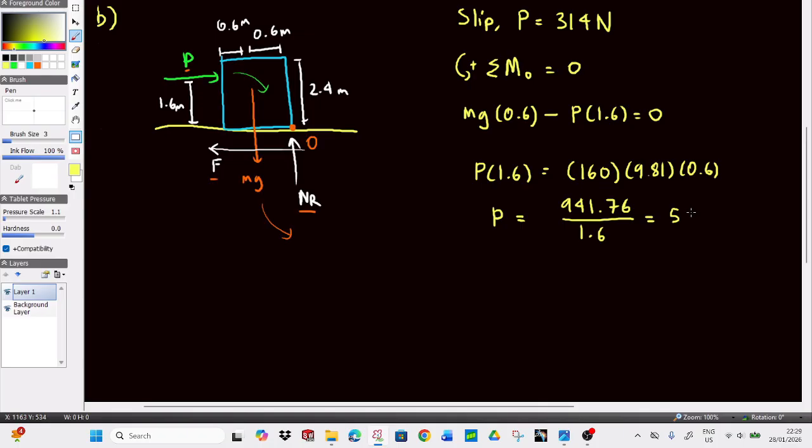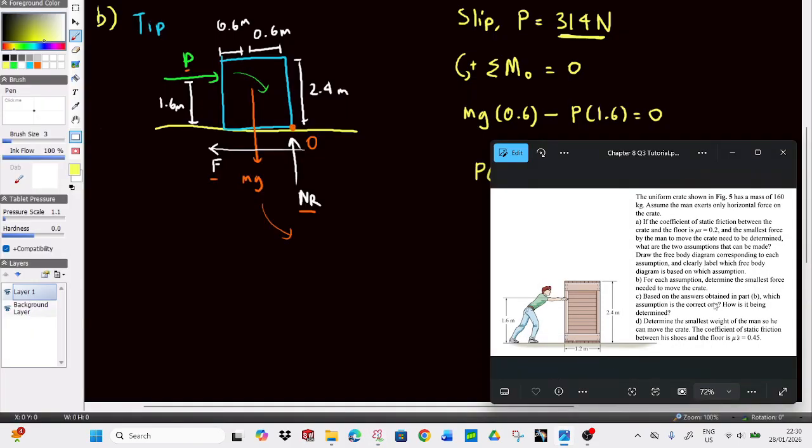That's 588.6 newtons, which is about 589 newtons. So this is the assumption if we consider the tipping case. This is for the tipping case, 589 newtons, and the slipping case was 340 newtons.